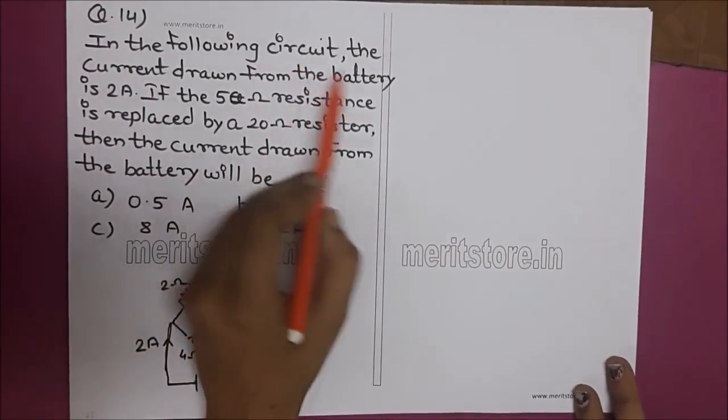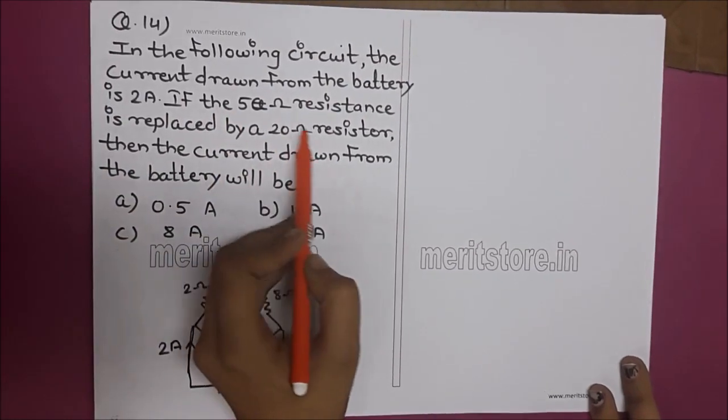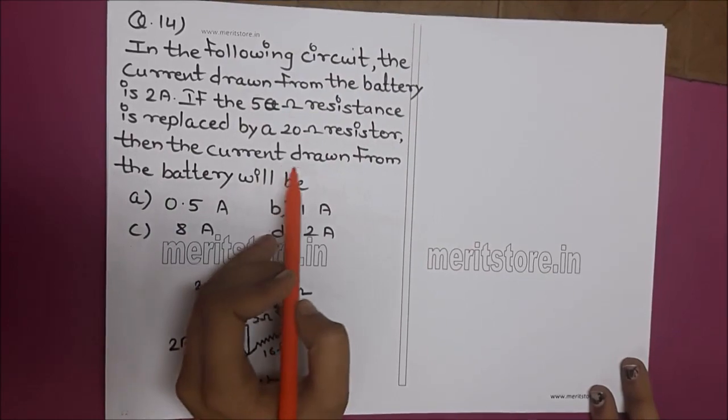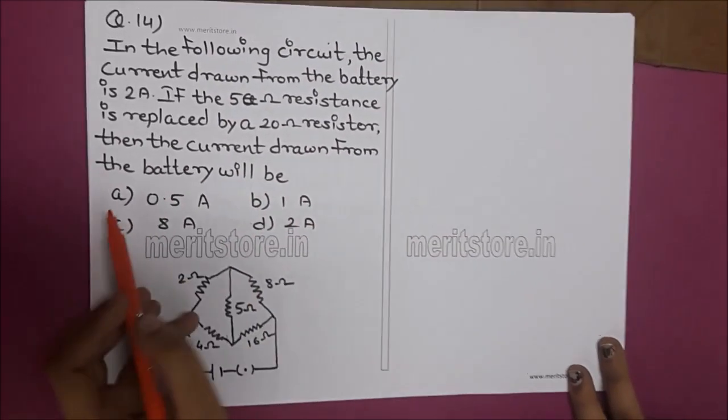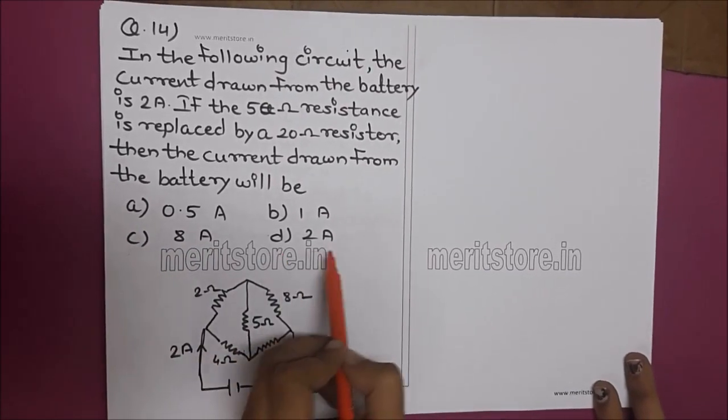14. In the following circuit, the current drawn from the battery is 2 amperes. If the 5 ohm resistance is replaced by a 20 ohm resistor, then current drawn from the battery will be A) 0.5 amperes, B) 1 ampere, C) 8 amperes, D) 2 ampere.